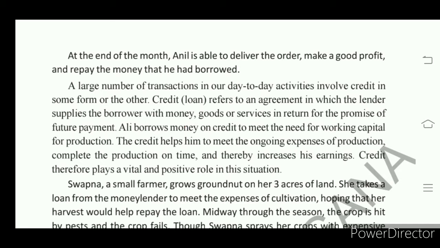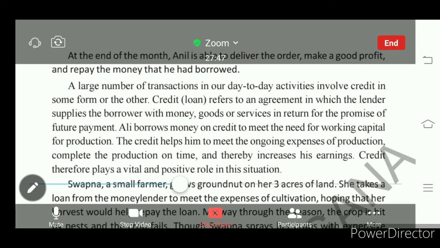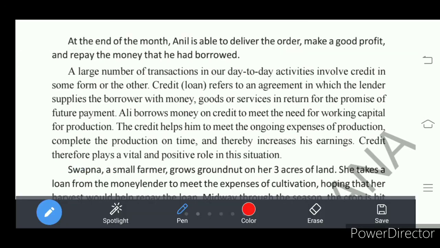In the vegetable market, the vegetable sellers take a loan from a big trader, and they buy the vegetables, and they sell them by that evening, and they repay the loan. Right, so in this way we see that a large number of day-to-day activities involve credit in one form or other. So what is the meaning of credit here?